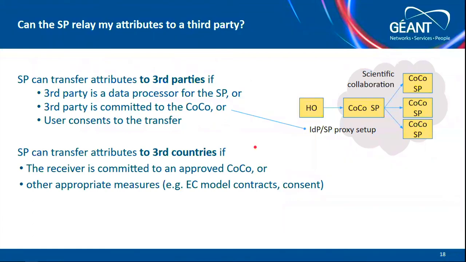One of the questions is, is the service provider permitted to release the attributes to a third party, to another service provider or another organization? And it is possible under three conditions. First alternative is that the third party is a data processor for the service provider. So the third party is a subcontractor and has a data processing agreement with the service provider, which is quite usual. The second alternative is what is described here in the diagram.